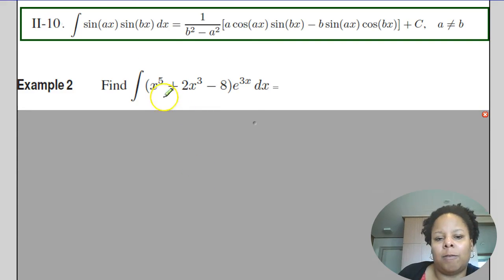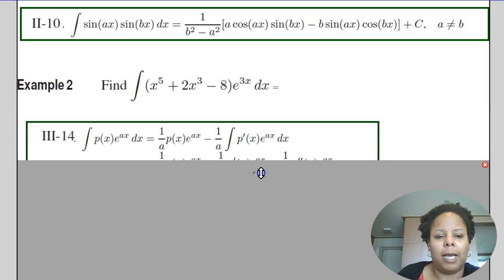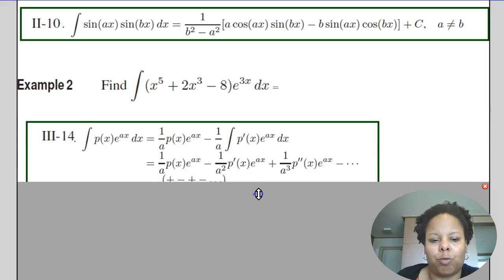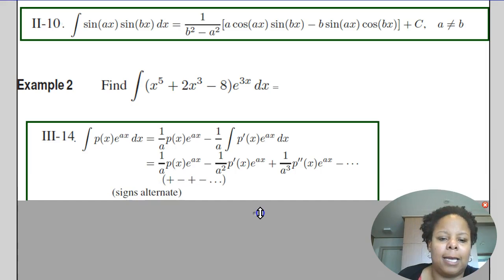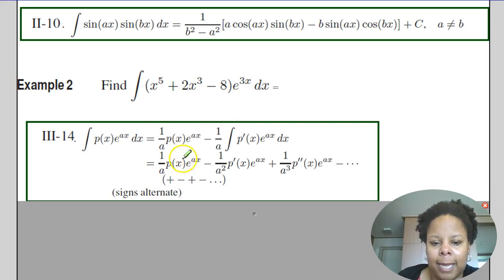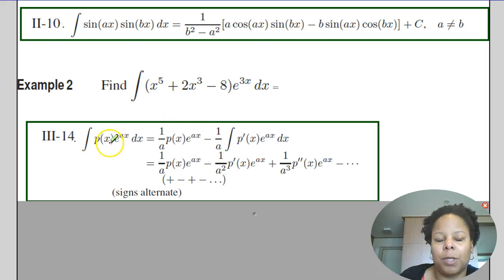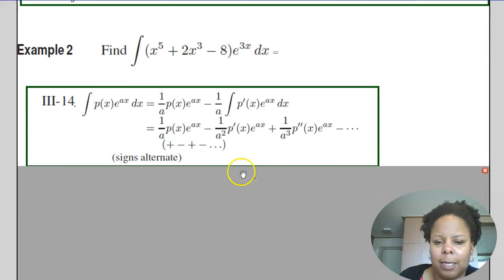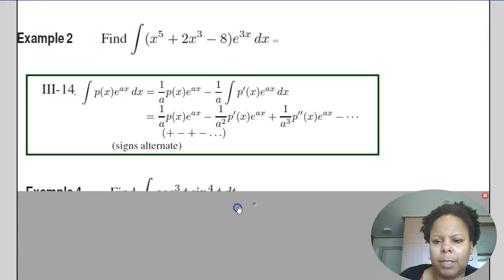Example 2 involves a polynomial times e to the 3x, which means we would use section 3. That's actually number 14 in section 3, a polynomial times e to the alpha x, where in this case alpha is equal to 3. Now here's the tricky part: as you can see here, you're going to have to take the derivative of the polynomial, and since this is a 5th degree polynomial, we're going to have to keep applying this process at least 4 times, because we have 4 derivatives until we get down to x. So as you can see here, we'll apply this for p prime, p double prime, and so on. So in order to use that in this problem, that's what we would do.